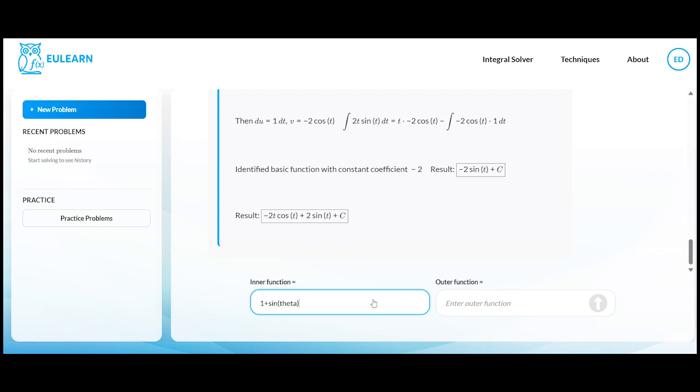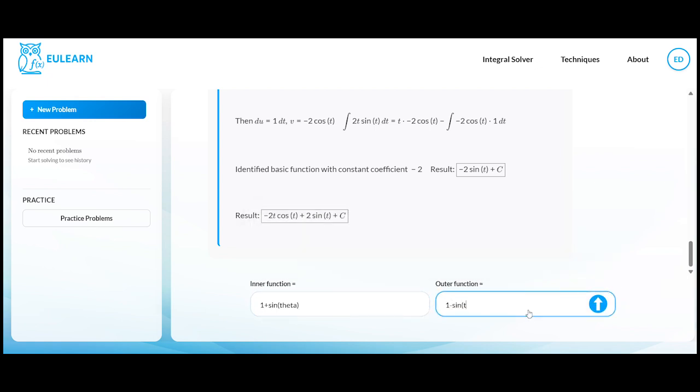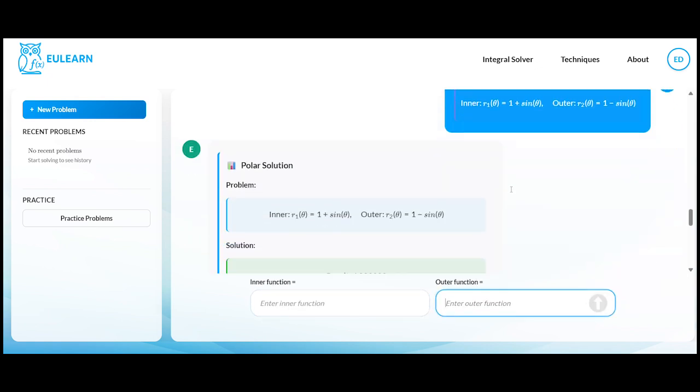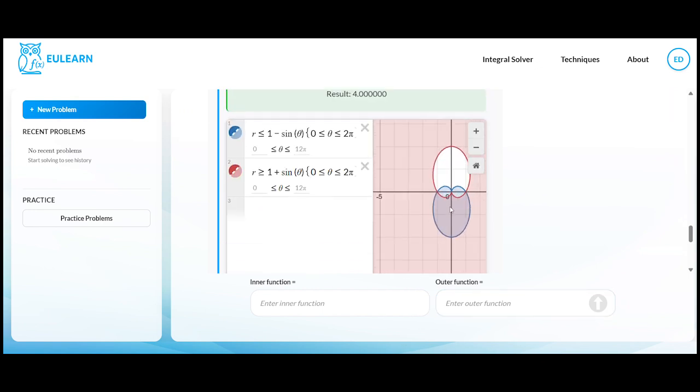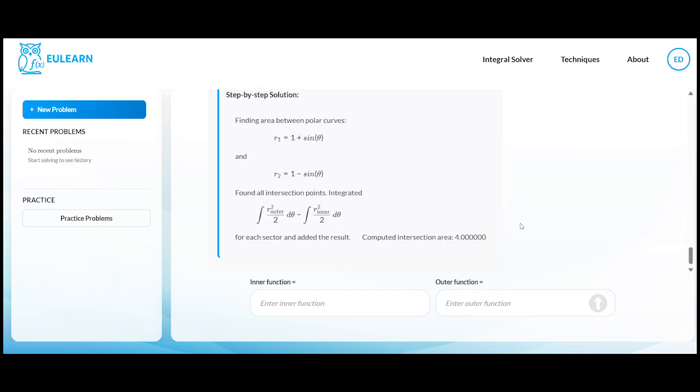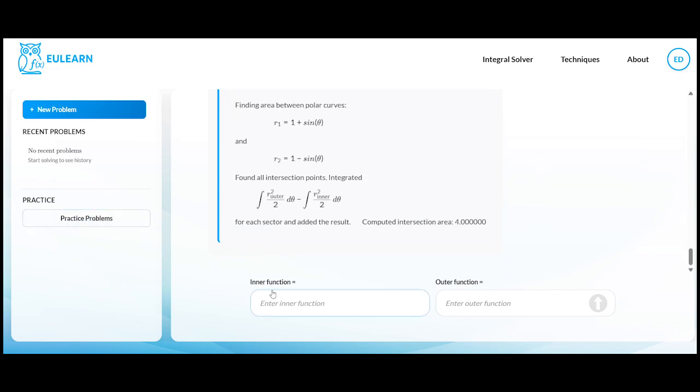Now let's do a polar problem. We'll be entering 1 plus sine theta for the inner function and 1 minus sine theta for the outer function. The answer here is 4, and this is from a past AP Calc BC test. The area is highlighted by the integration between the red and the blue curves. As you can see, Eulearn has also provided how to solve the problem.